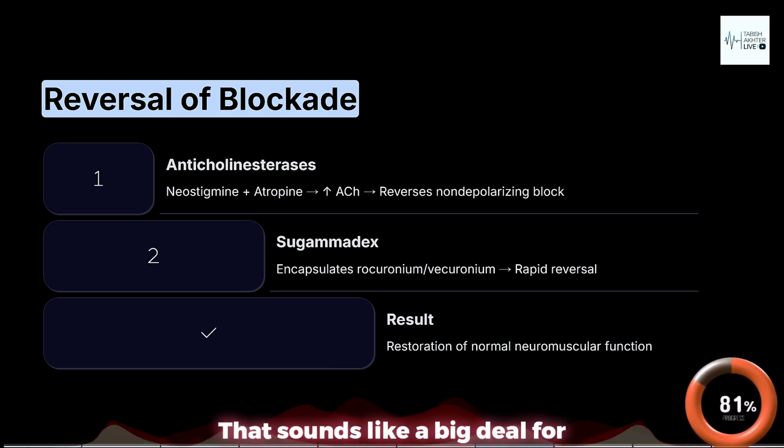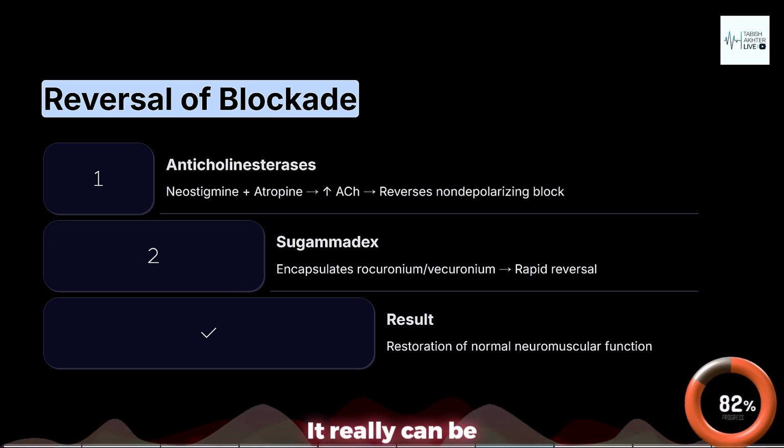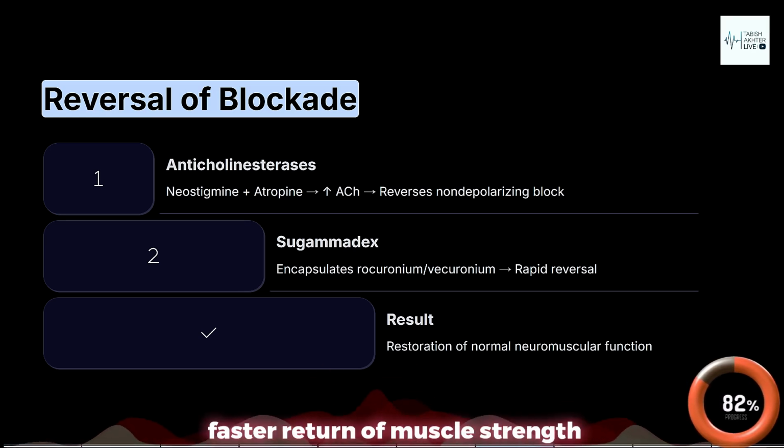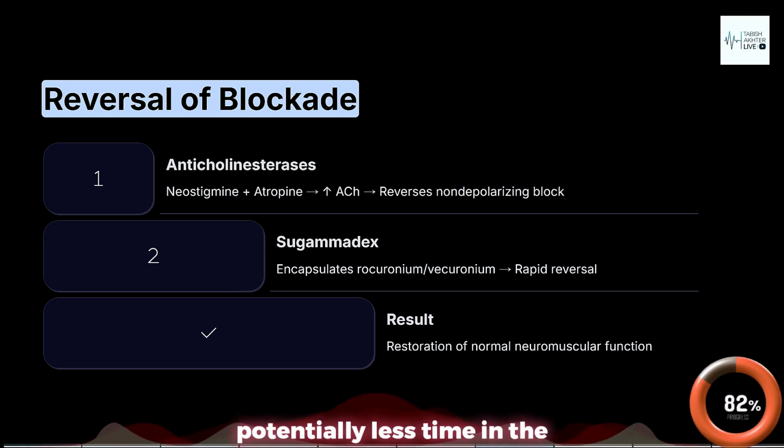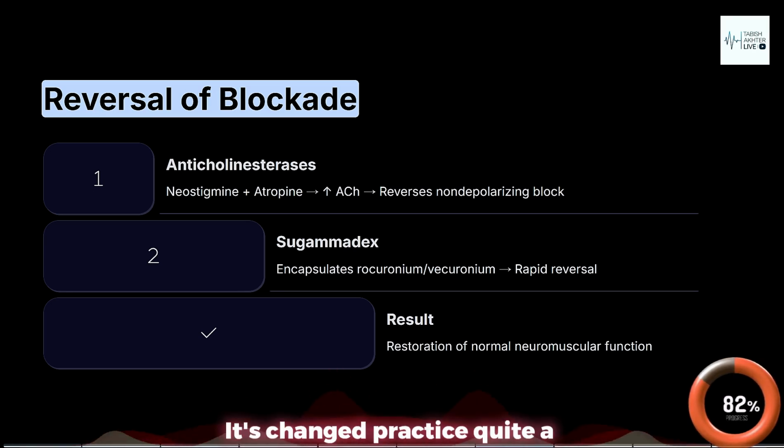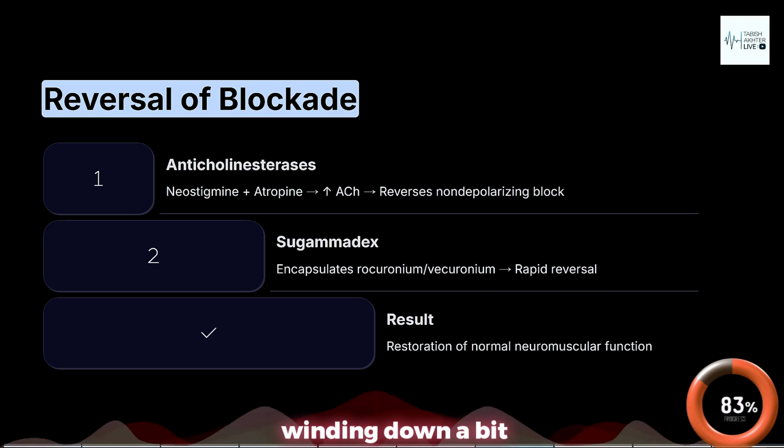That sounds like a big deal for recovery after anesthesia. It really can be. Yeah. Faster wake-ups, faster return of muscle strength, potentially less time in the recovery room. It's changed practice quite a bit. Very neat. Okay, winding down a bit.